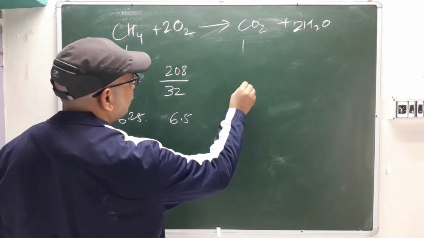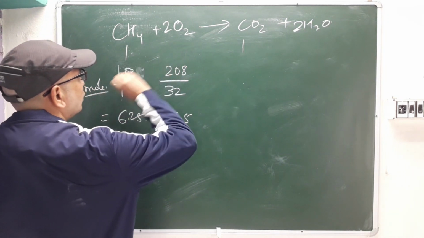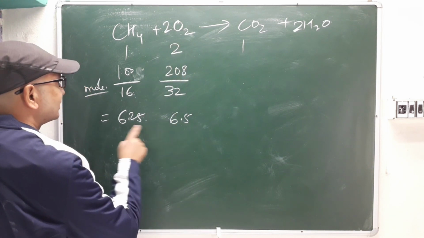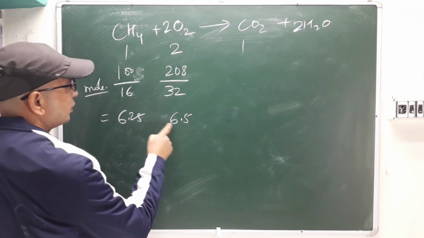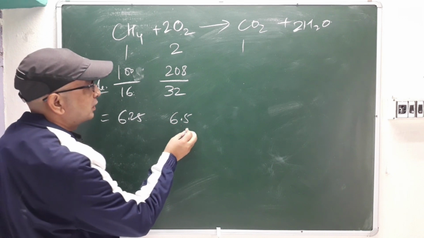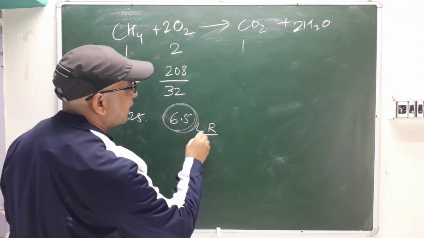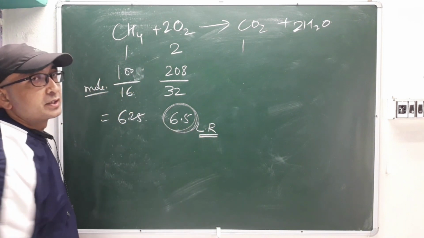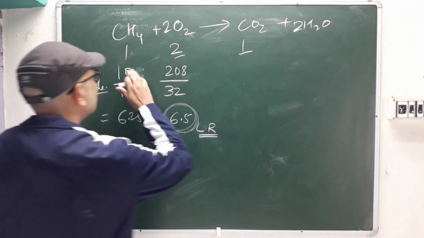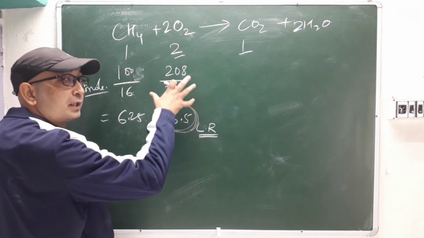So here what is happening, 1 mole of CH4, methane, is giving 1 mole of carbon dioxide. But one more thing, 1 mole of methane is reacting with 2 moles of oxygen, but here you can see 6.25 mole of methane is required, almost double, right? So double means 12.5 mole is required, but the given mole is 6.5 only, so here it will act as limiting reagent, LR, right? This will act as a limiting reagent. Because now this won't play, it is in excess, but the oxygen is the limiting reagent here.